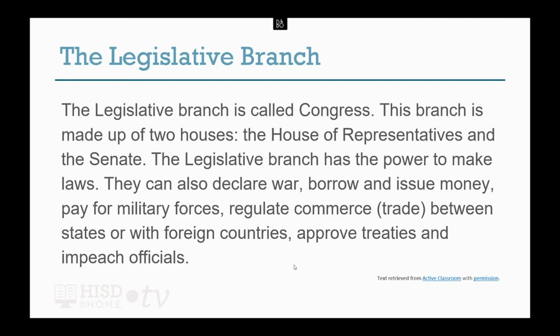Okay, so remember the first question we need to figure out: who or what makes up this branch, right? So let's see. In the beginning of this reading, I noticed that it says the legislative branch is called Congress, right? So if I ever see that word Congress, I know that they're talking about the legislative branch. And then it said that this branch is made up of 2 houses. One is the House of Representatives, and the other is the Senate. Okay, so that takes care of my first question: who makes up the legislative branch?